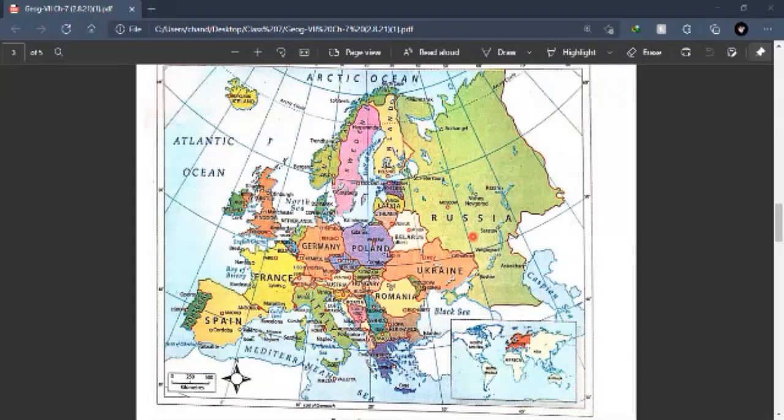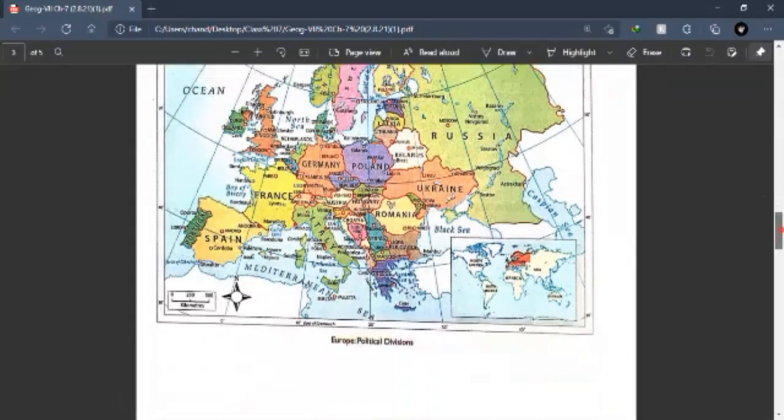Earlier, Russia was a part of the USSR, but in December 1991, the USSR was split into 15 independent states, and Russia became a separate country. Russia lies partly in Europe and partly in Asia. So this is about the political division.